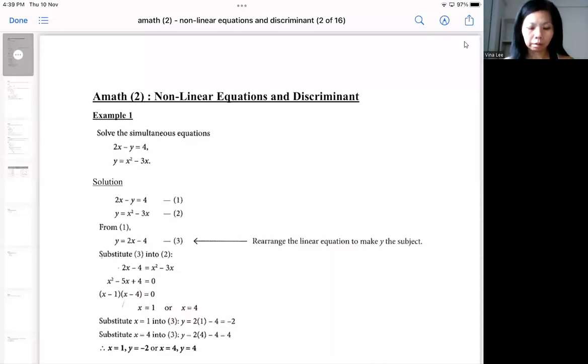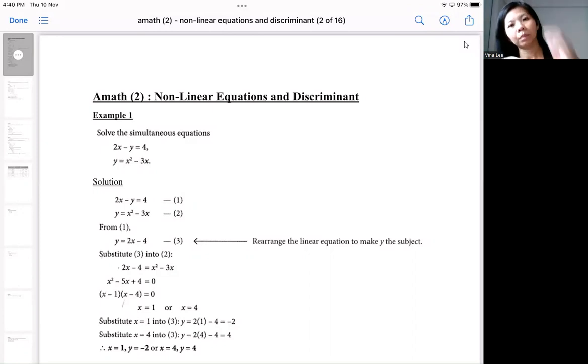In this section, we're going to learn about non-linear simultaneous equations and how they are related to the discriminant. If you still recall, there are some conditions on the discriminant and it is related to the nature of roots. So we're going to add in one more layer.